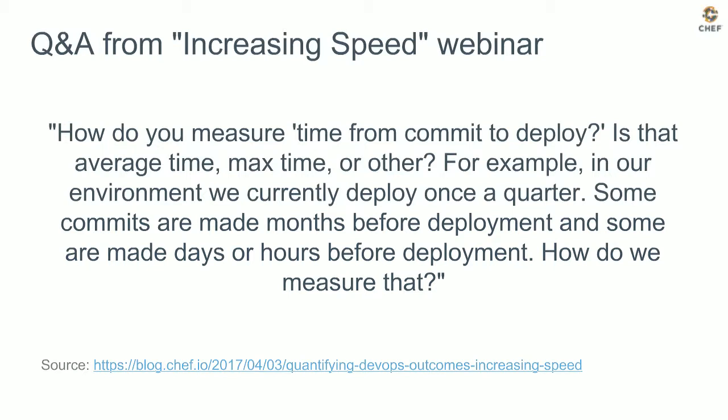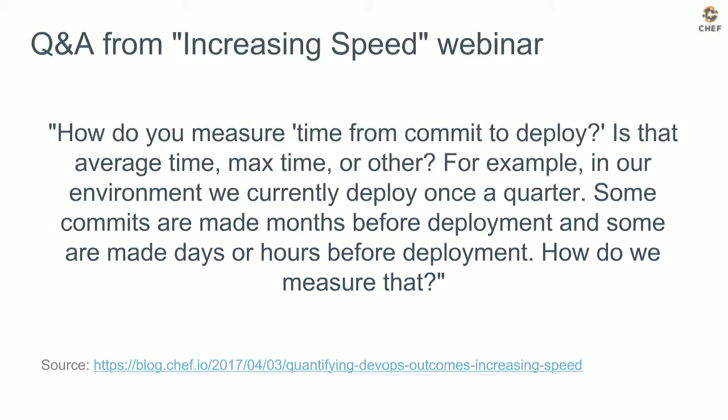But one of the metrics for outperforming in terms of speed is to minimize elapsed time between an initial software commit, or from the time you develop a new software feature, and having that feature run in production. And the follow-up question I wanted to highlight is the one that you see here, right? How do you measure time from commit to deploy? Is that average time, max time, or other? For example, in our environment, we currently deploy once a quarter. Some commits are made months before deployment, and some are made days or hours before deployment. So how do I measure that? And in context of the question, the answer is average, right?